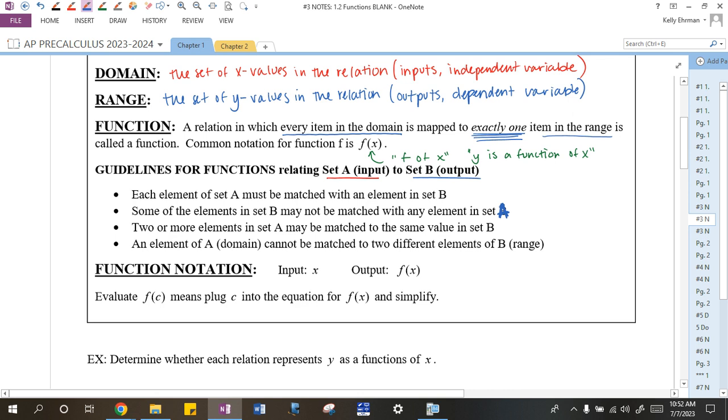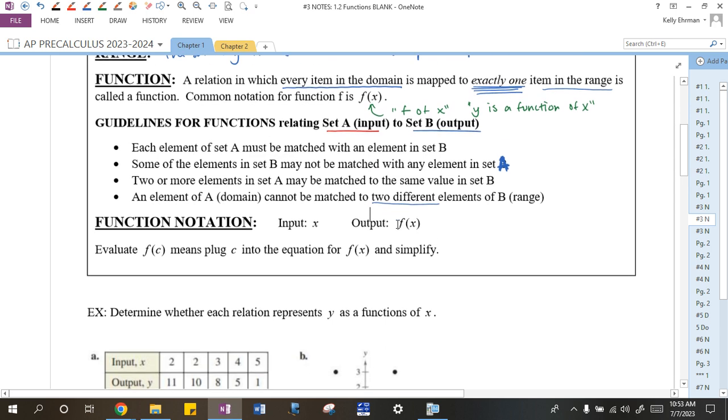Two or more elements in set A may be matched with the same value in set B. Okay, so that's like x's are 1, 2, 3, and 4, and they all have a y value of 5. That's okay, because they're all just matched to exactly one number. Each element in A cannot be matched with two different, or more than one really, elements in set B. So don't overthink this. You're not going to have to write these out for an AP test. It's just, does this relation meet the definition of a function or not?